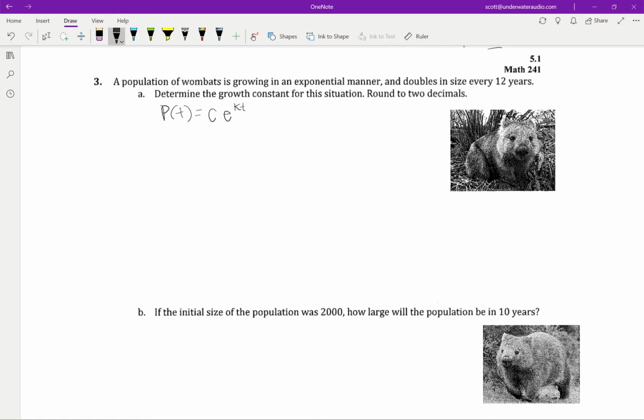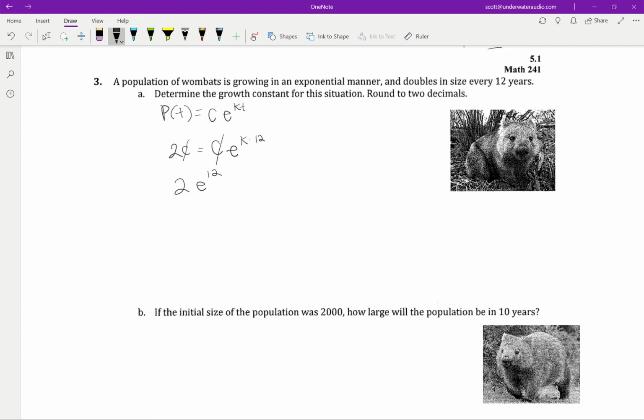But I know that 12 years later, it's going to double in size. So the initial amount is C, and if it doubled, that would be 2C. So 2C is going to equal C e to the k times 12. That works out great because I have a C on either side, which means that it'll cancel. So now I'm just going to solve 2 equals e to the 12k.